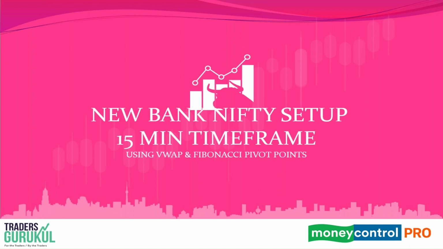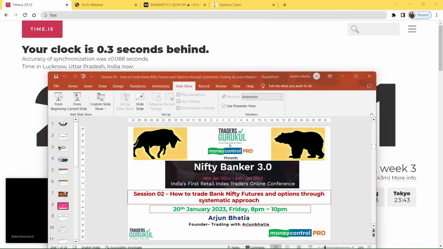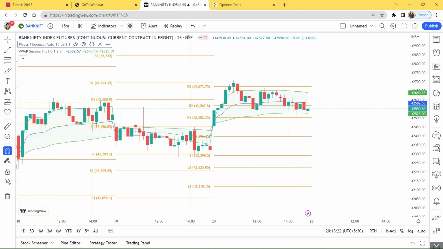The first indicator is VWAP, which is volume weighted average price, and the second indicator is Fibonacci pivot points. Please write Fibonacci pivot points because there are a few types of pivot points, like traditional pivot points and some different pivot points. So we have to use Fibonacci pivot points. Do not worry, I will now tell you how to apply these indicators on the charts.